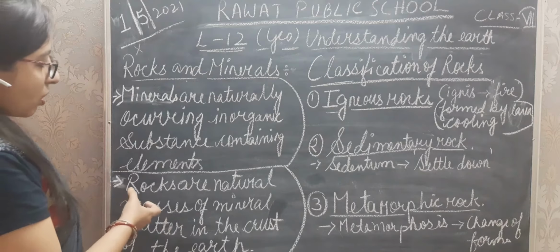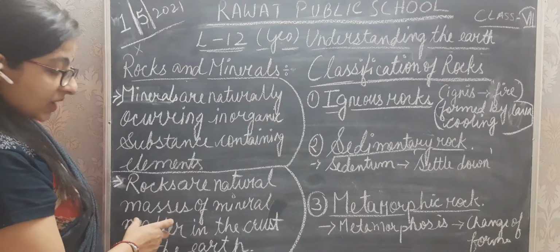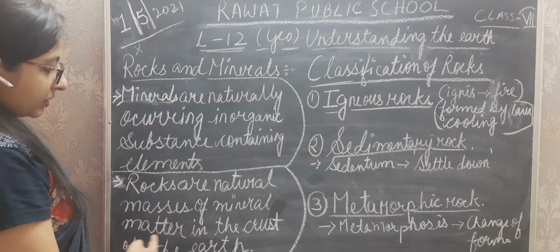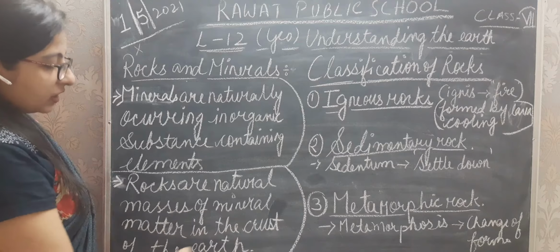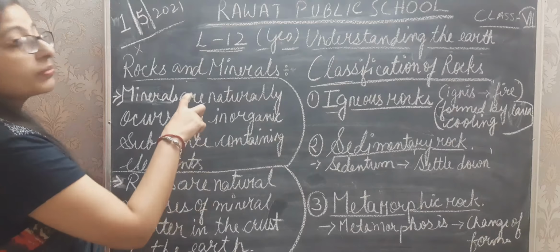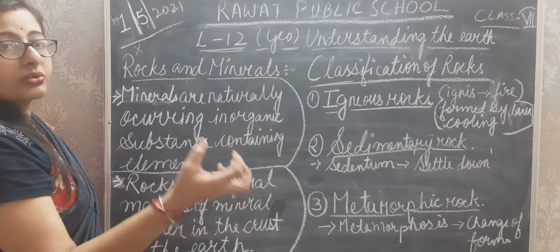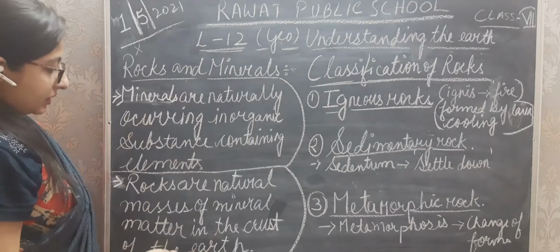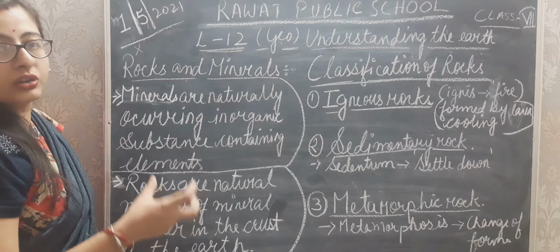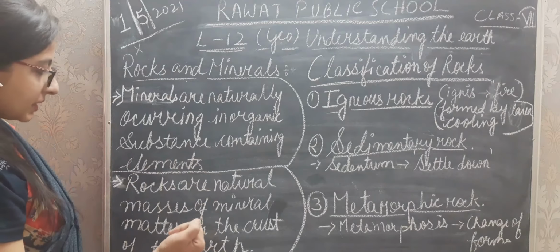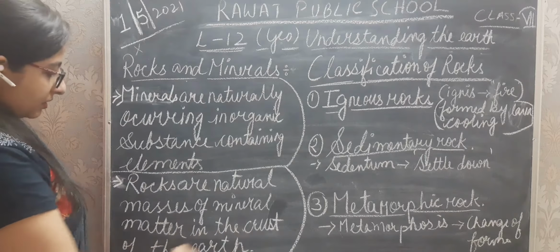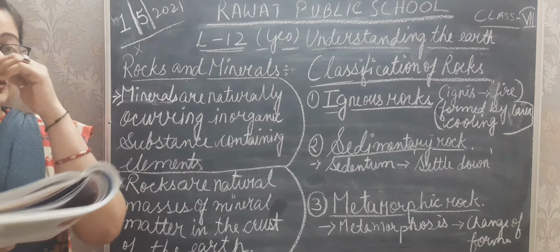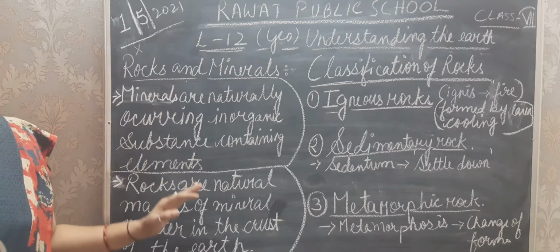Rocks are natural masses. They are the masses of mineral matter in the crust of the earth. When the minerals become a mass, like this chalk, then they form a rock. They can be of different shapes and sizes. The earth's crust consists of a variety of rocks and minerals.